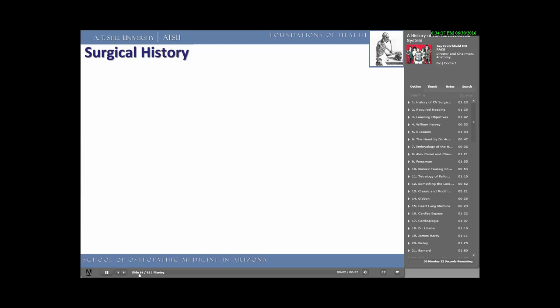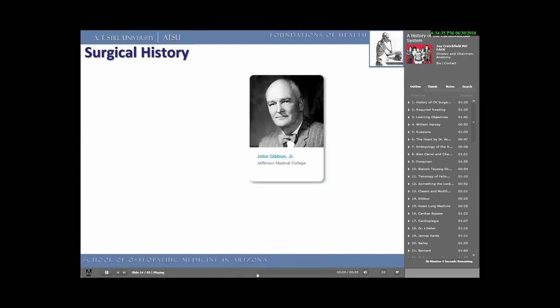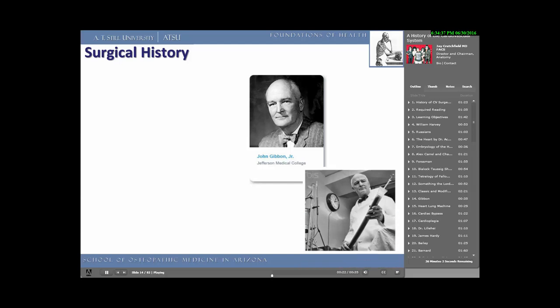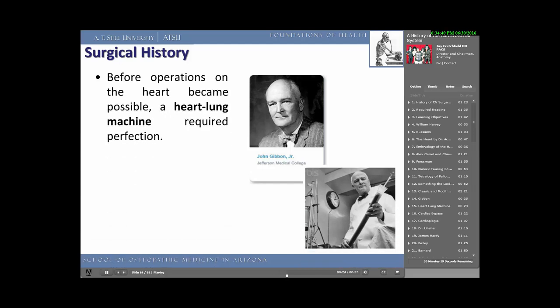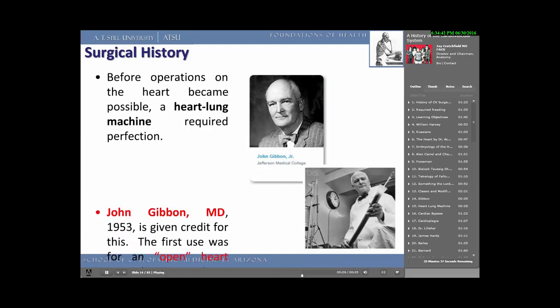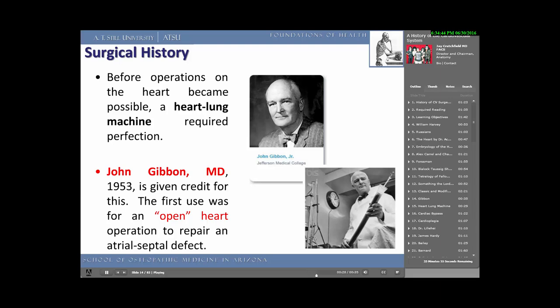So before we could even begin to think about performing surgery on the heart, somehow we have to stop the heart and then put it on a heart-lung machine. But back when Blalock was working on children, the heart-lung machine didn't exist, so operating on the heart was not possible. Credit for the heart-lung machine is given to Dr. John Gibbon, who used it for the first open heart operation to repair an atrial septal defect. That repair, performed by Dr. Lillehei, we'll see here in a minute, became groundbreaking.